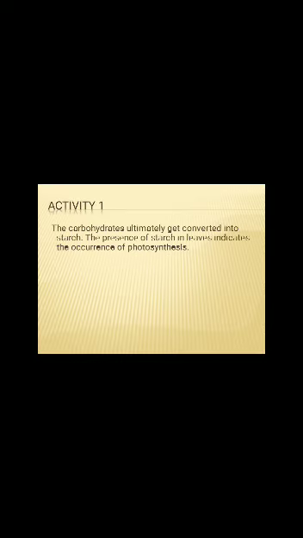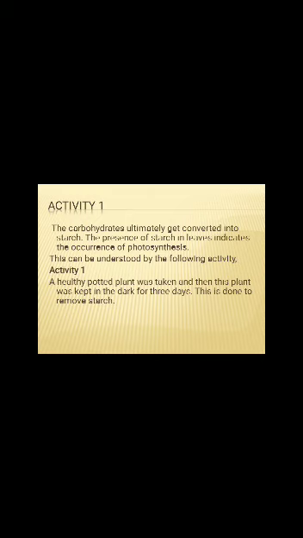The carbohydrates ultimately get converted into starch. The presence of starch in the leaves indicates the occurrence of photosynthesis. This can be understood by the following activity. Activity 1. A healthy potted plant was taken and this plant was kept in the dark room for 3 days. This is done to remove the starch.